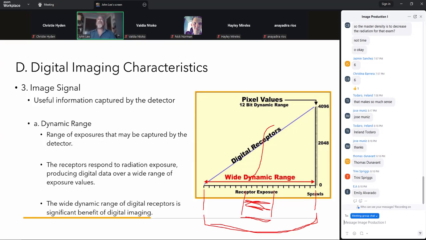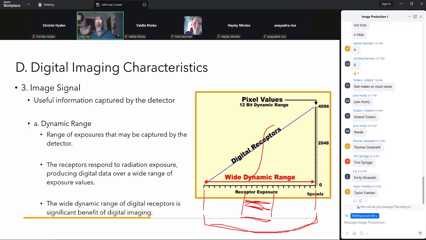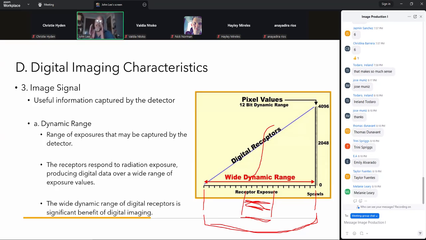Now, this is also exposure latitude. Digital systems have a wider exposure latitude because you don't have to be dead on exact in order to still get a workable image. With film, you needed to be closer to exact, otherwise it was underexposed or overexposed. And it's for this reason we are able to use lower techniques now with digital systems than we did with film.